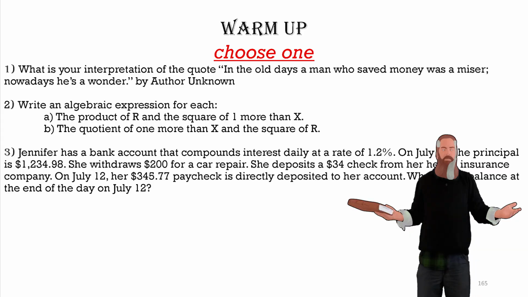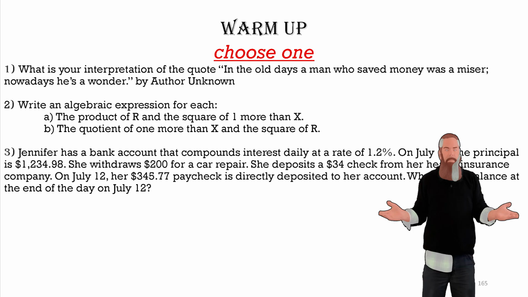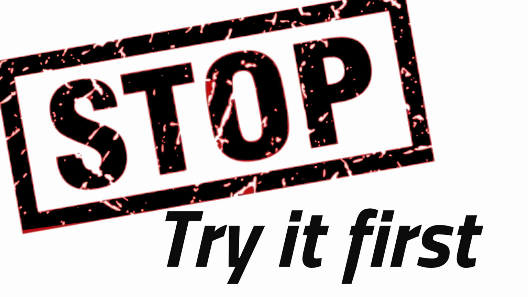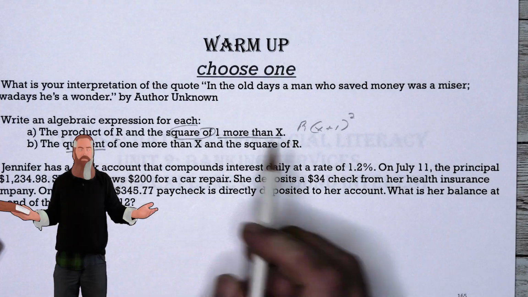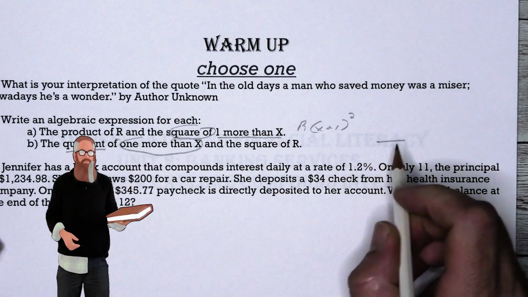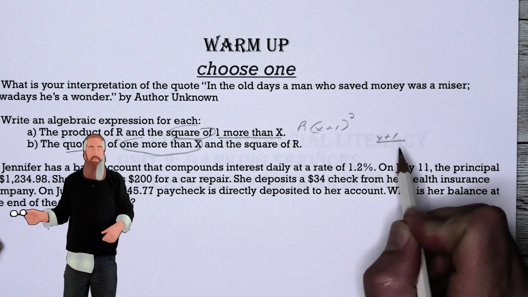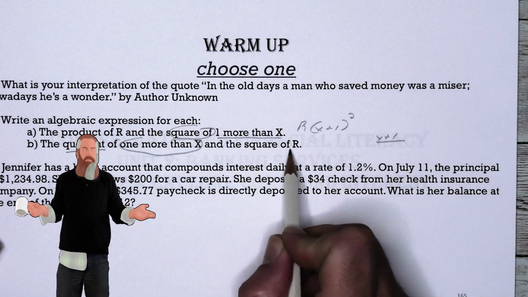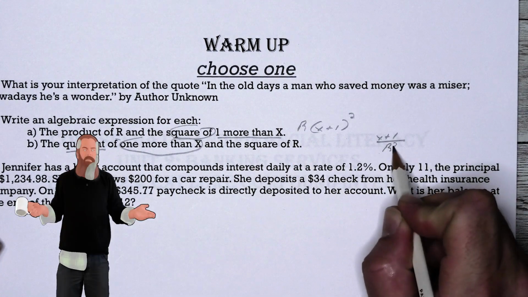Then we want to find the quotient of 1 more than x and the square of r. Saying quotient of means, of course, we have a division bar. 1 more than x means we have an x plus 1 in the numerator, and the square of r gets to go in the denominator.